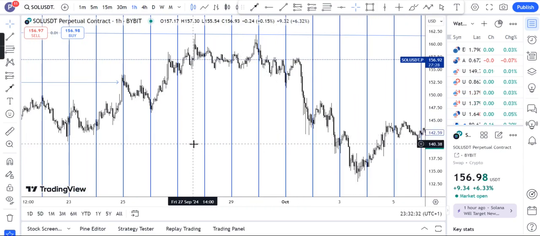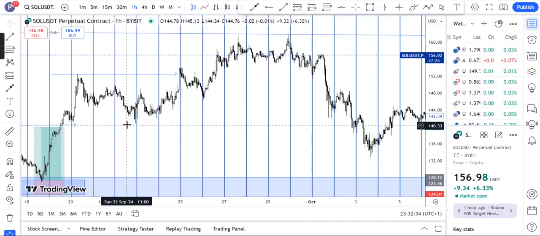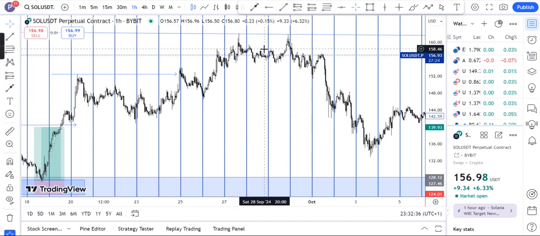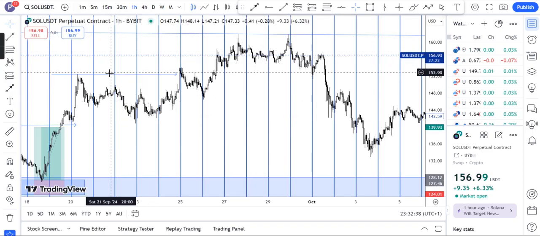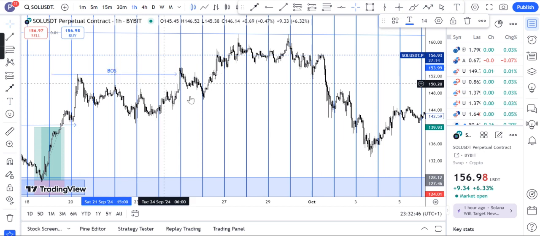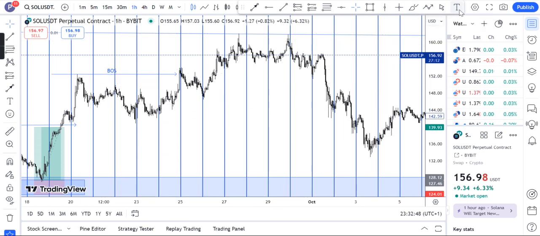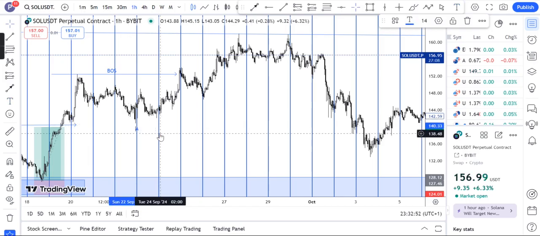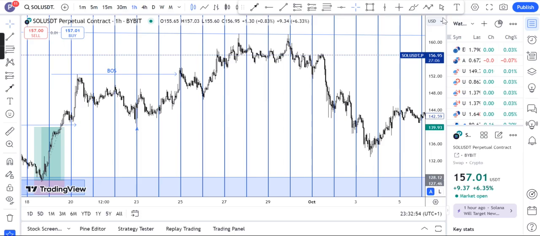this level. We ideally are supposed to mark this level as our point A and point B using this break of structure. So let's do that so you can see what happened. BOS, then this as our point A, and this as our point B, these highs.